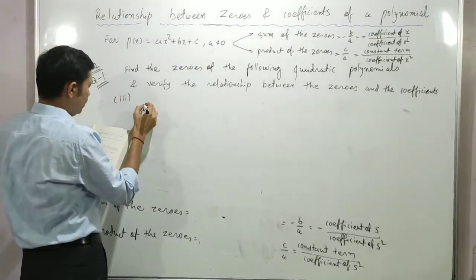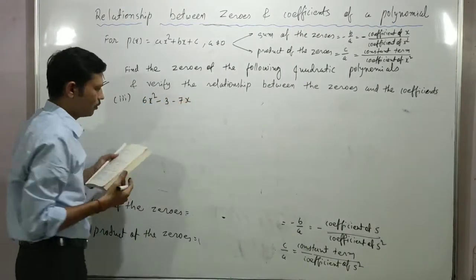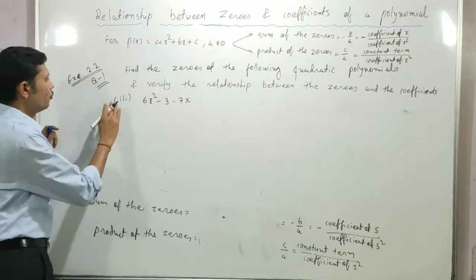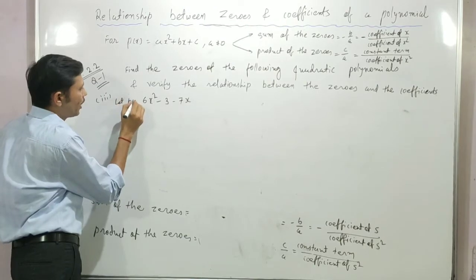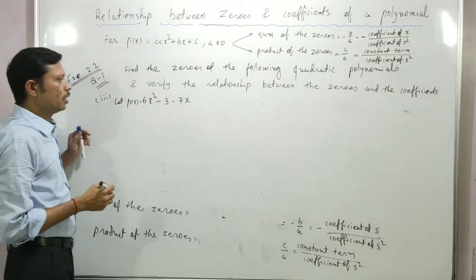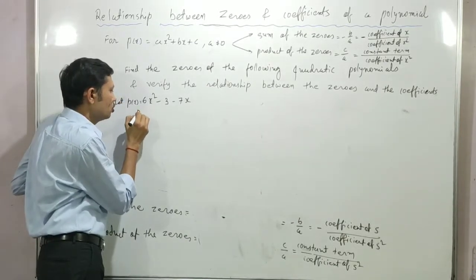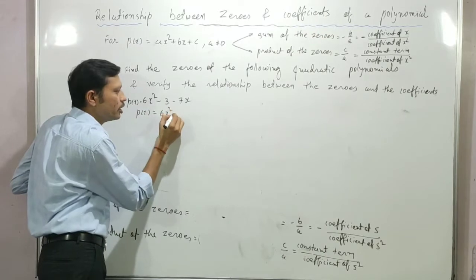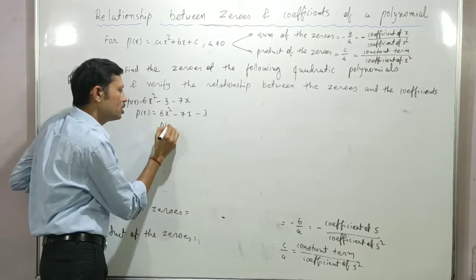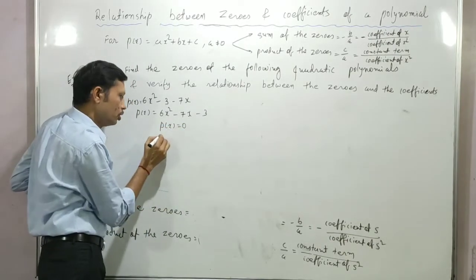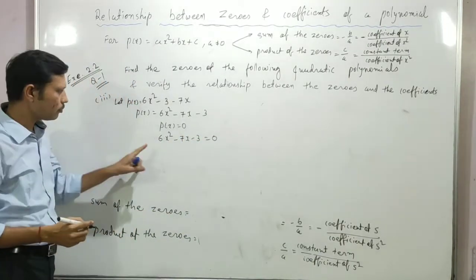We are taking example number 3, that is 6x square minus 3 minus 7x. Okay. First we will label this polynomial as p of x. Now to find out the zeros of this polynomial, first of all we will arrange it. So p of x is equal to 6x square, in standard form, minus 7x and minus 3. Now to find out the zero, I have to compare my polynomial with 0. So that is 6x square minus 7x minus 3 equal to 0.